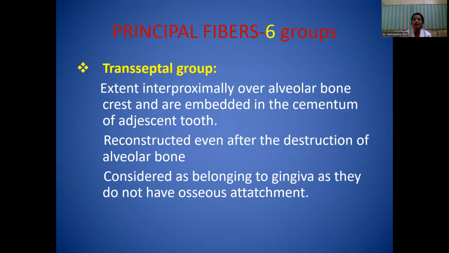The transseptal group extend interproximally over the alveolar bone crest and are embedded in the cementum of the adjacent tooth, and they are reconstructed even after the destruction of alveolar bone. They are considered as belonging to the gingiva as they do not have osseous attachment.